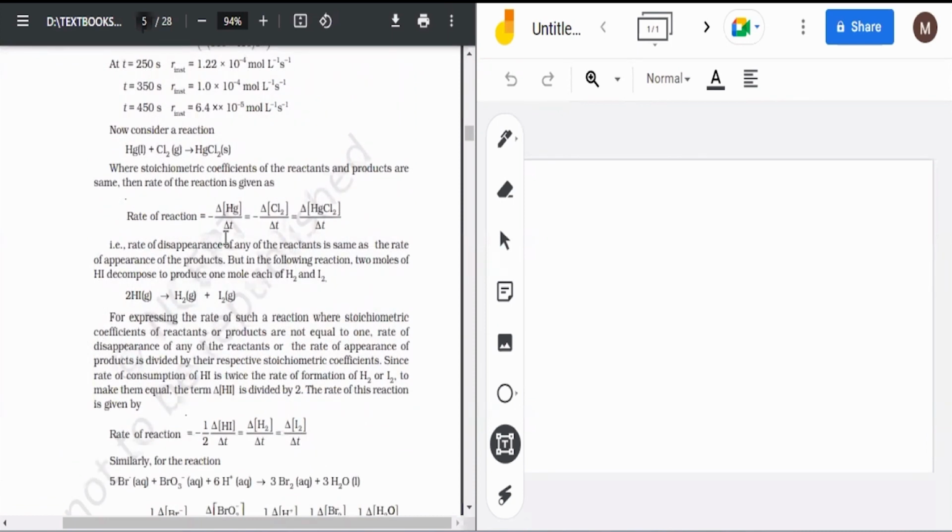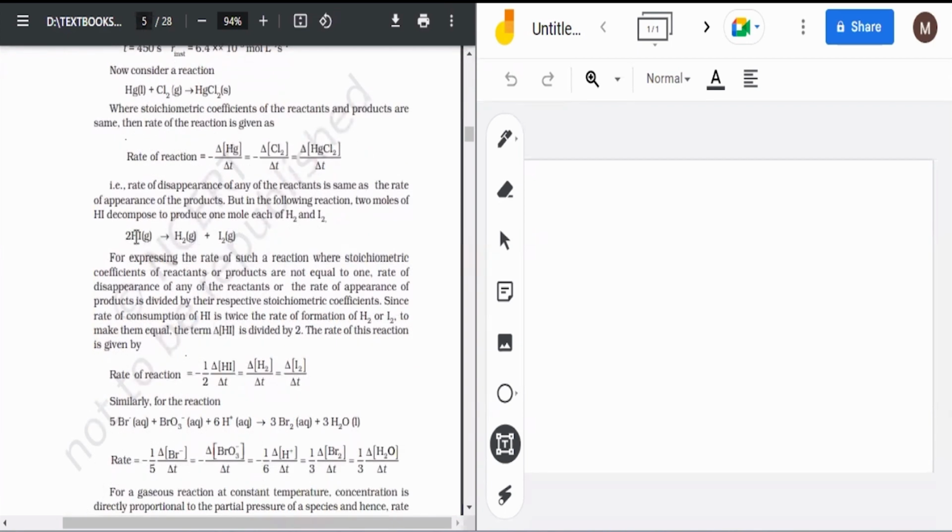The rate of reaction, for example, for this reaction is: rate of consumption of mercury, minus delta Hg by delta t, is equal to minus delta Cl2 by delta t, is equal to delta HgCl2 by delta t. Because it is product, we are using positive sign, and in these two cases, these are reactants, so we use a negative sign, and then we move ahead.